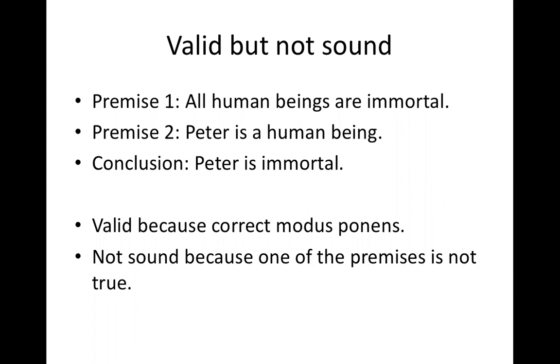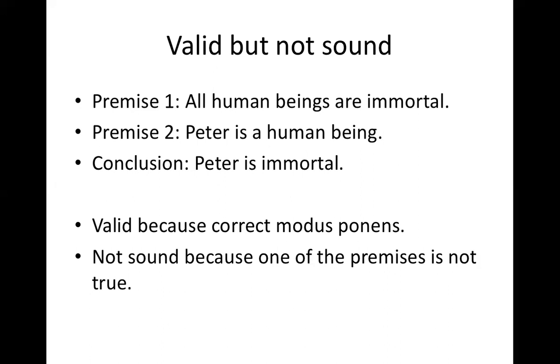Now we changed mortal to immortal. The argument is still valid because it affirms the antecedent. So it's a valid modus ponens. But is the argument true? It's not true because the conclusion is not true. Peter is immortal is not true.